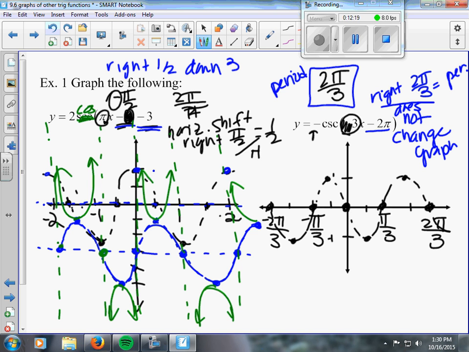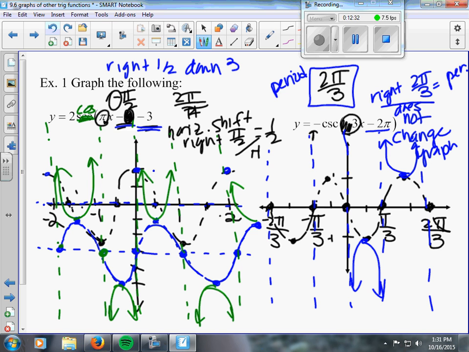Okay, and so now I'm actually done. Well, not quite done. I'm going to put in my vertical asymptotes and then my points at 1 and my parabola things. All right, so those are secant and cosecant. They're sine and cosine all over again, with some asymptotes and reflections happening.